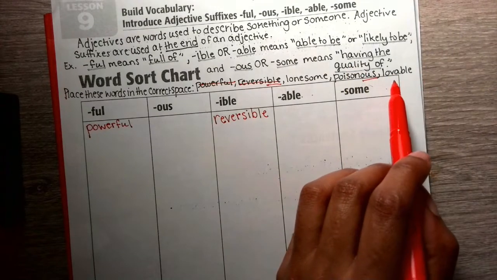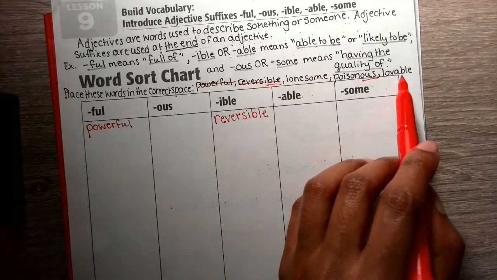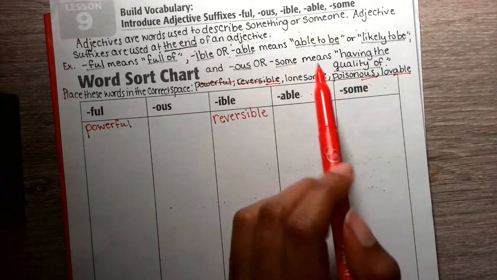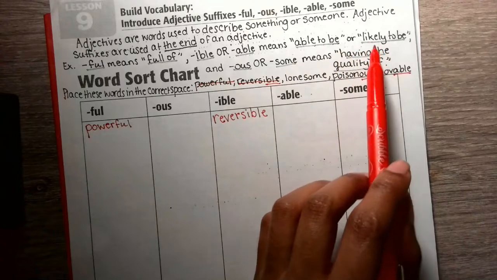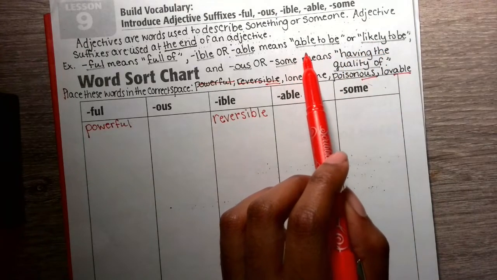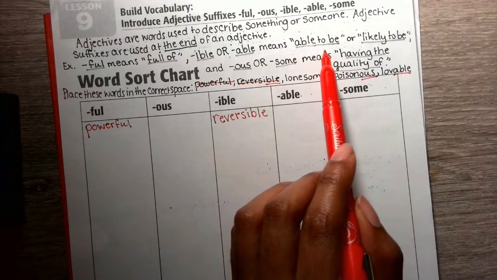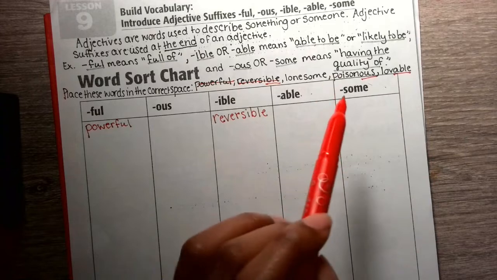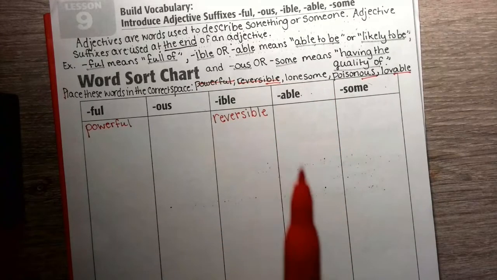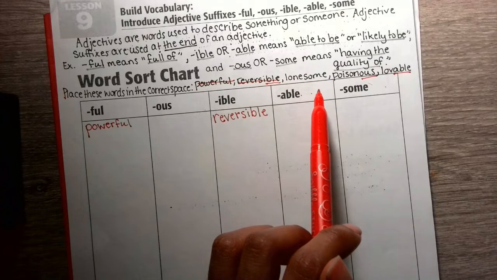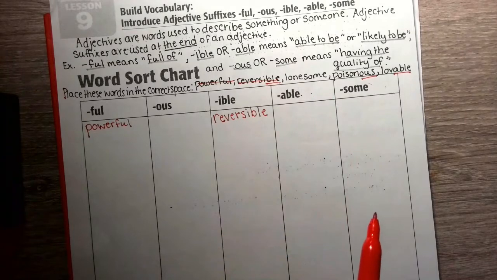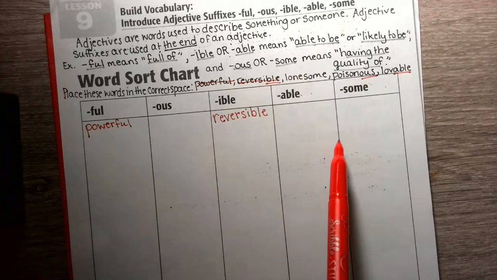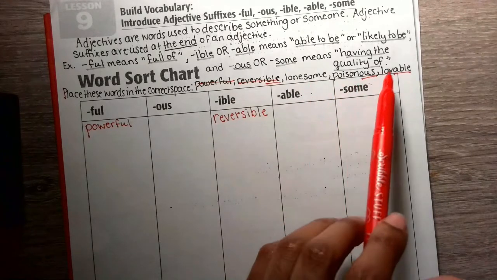And then the last one is lovable. Able is at the end, so it's love plus able. So it's able to be or likely to be. If something is lovable, it is able to be loved. So children are lovable. My class, you are all very lovable. So go ahead and take a moment, pause the video if you have to, and fill in the chart. Fill in lonesome, poisonous, and lovable.